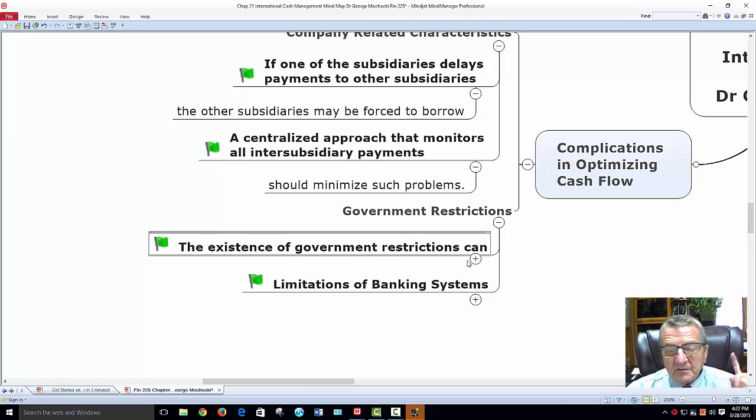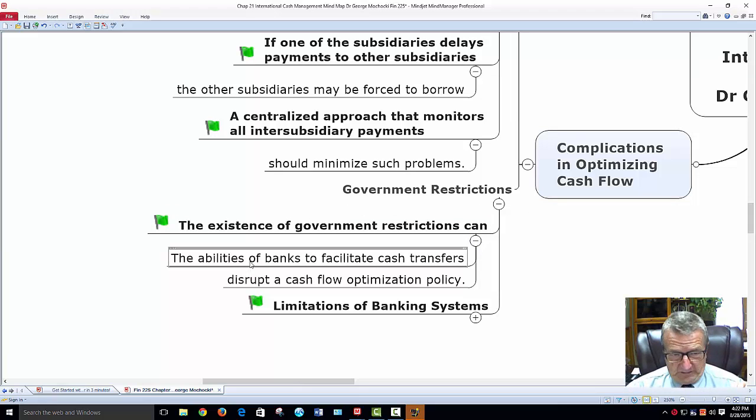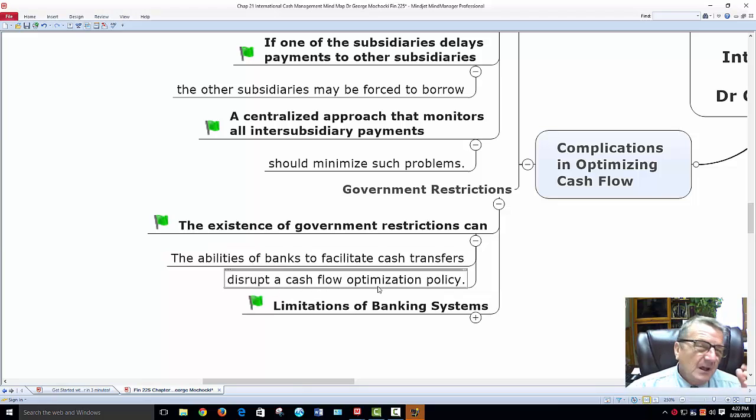Okay, so existing government restrictions can minimize the abilities of banks to facilitate cash transfers. You know what I mean? I'm looking at that. It can disrupt a cash flow optimization policy. And no different than a debit card.